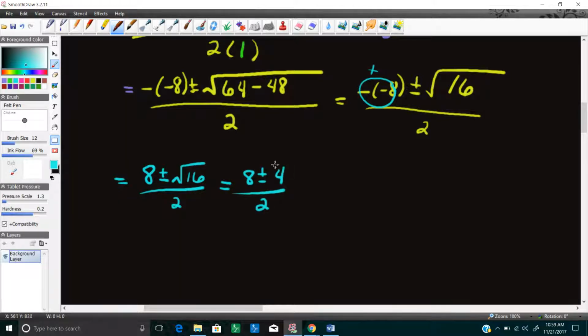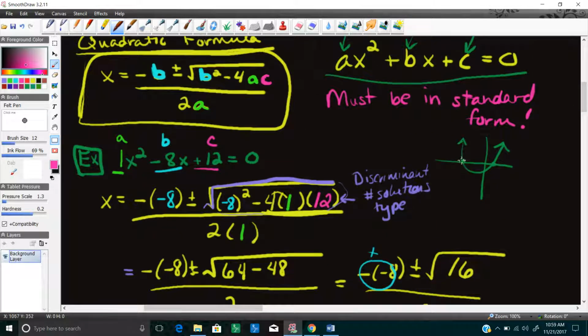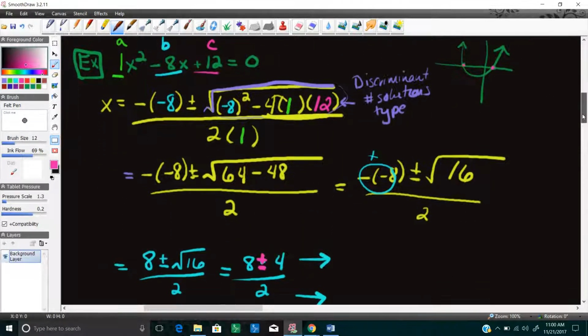So I have 8 plus or minus 4 all over 2. And in some cases, you'll be able to stop here. However, in this case, because 8, 4, and 2 are all divisible by 2, we can simplify this. So from here, I'm going to make 2 separate ones, okay? You might have noticed this plus minus in the middle. I haven't talked about it too much yet, but this plus minus is going to give us our 2 answers. Typically, you have 2 solutions in a graph. If you look at the little graph I did, you have 1, 2, typically. And if you only have 1, then something will happen inside here, but we'll get to that later.